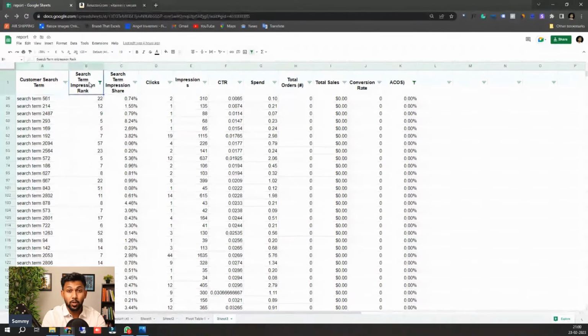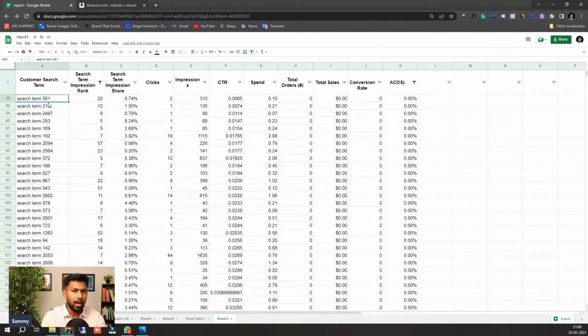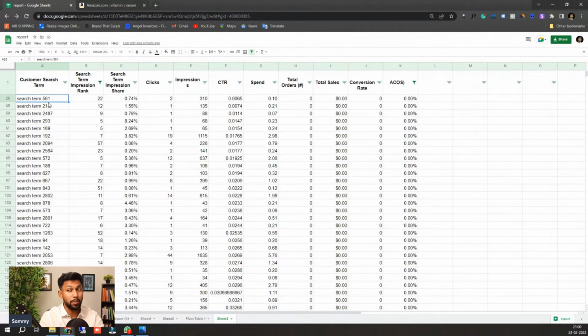The search term impression rank. What is search term impression rank? I'll tell you. Let's assume there are only 3 competitors advertising for this particular search term, and you are taking 60% of the impressions. Let's assume there are a total of 100 impressions available and you are taking 60, and the rest 40% is divided between the other 2 competitors. That means obviously you are taking maximum impressions, so your impression share rank will be 1.